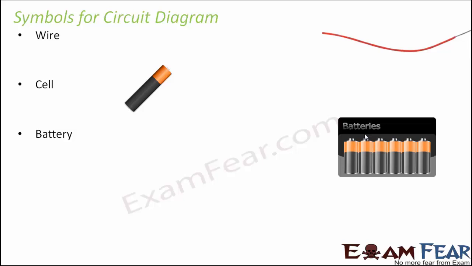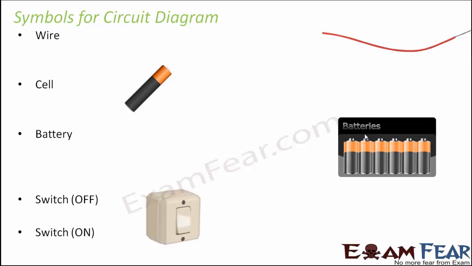So at that point of time, a lot of cells are connected together to form a setup called a battery. Another important thing is the switch. Now the switch, when it is in an off condition and when it is in an on condition. For each of these we have specific symbols. So let us quickly look at the symbols which are used in a circuit diagram.